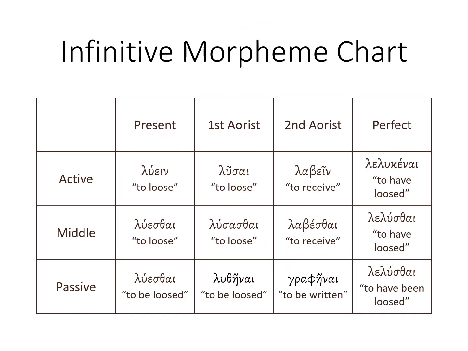So what does this look like? Luein, see the ein, lueisthai, lusai, lusasthai, luthenai, labein. Remember that second aorist, different stem because it's grabbing right from the root with lambano, labesthai, graphenai, just a different word here to show the nuance, lelukenai, lelusthai.